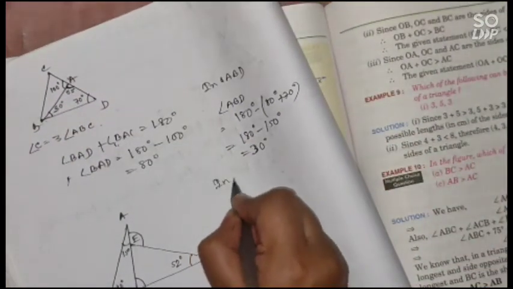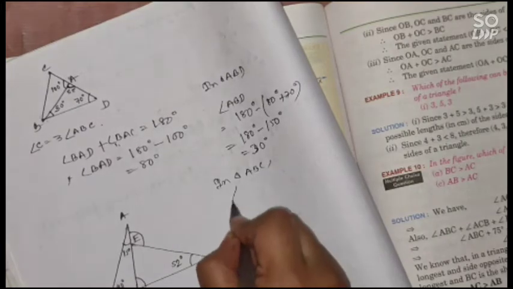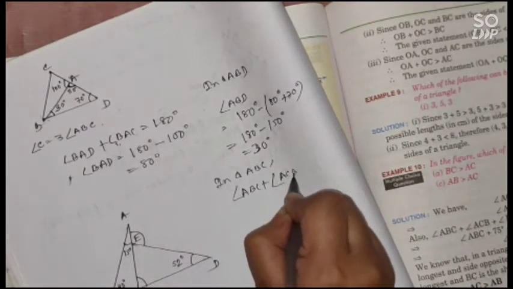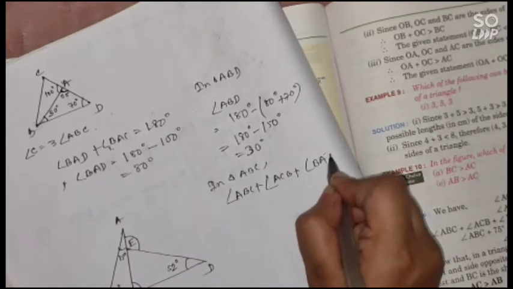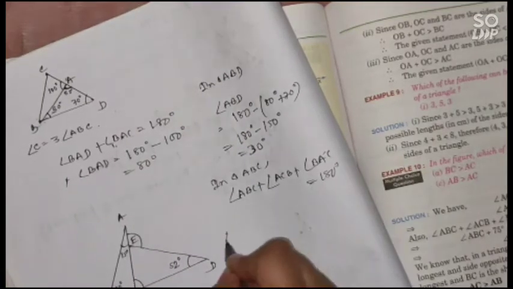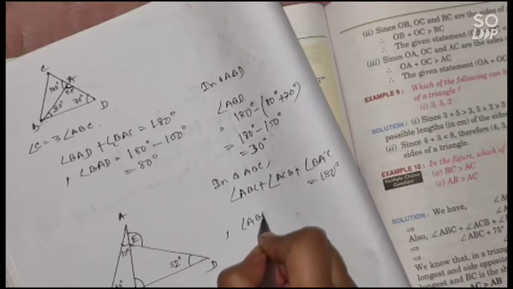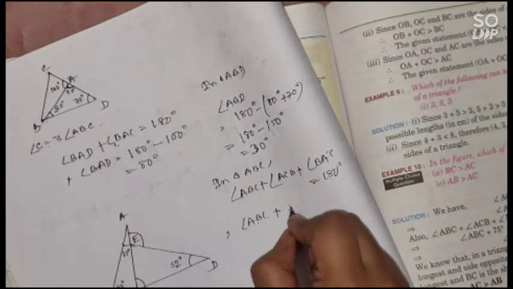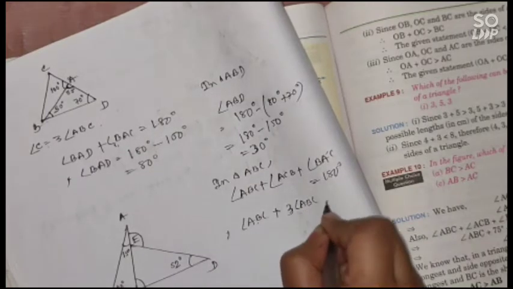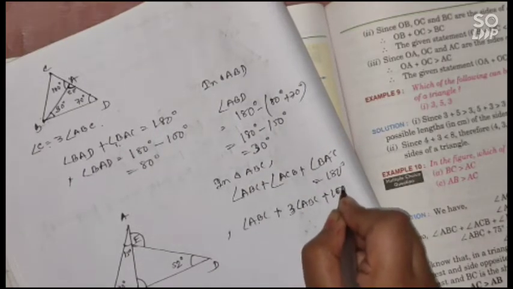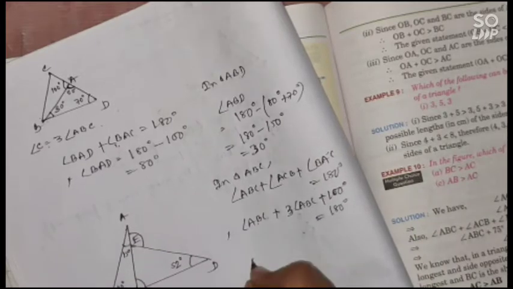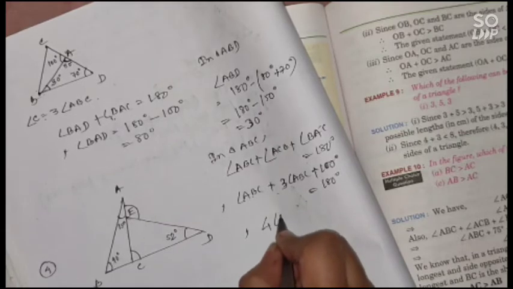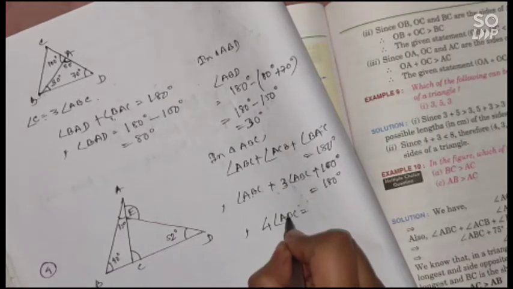In triangle ABC, we can write angle ABC plus angle ACB plus angle BAC equal to 180. You have to find the value of angle ABC. Angle ACB, angle C equal to 3 times angle ABC. Angle BAC is 100 degree. The sum is 180 degree. So 1 time angle ABC plus 3 times angle ABC, this value equal to 4 times angle ABC.